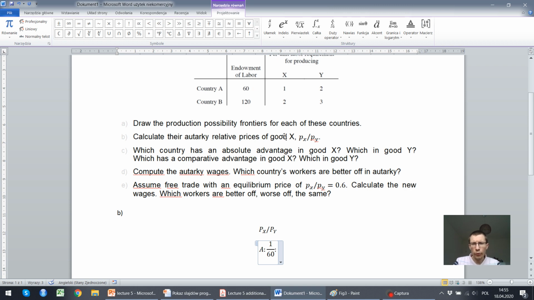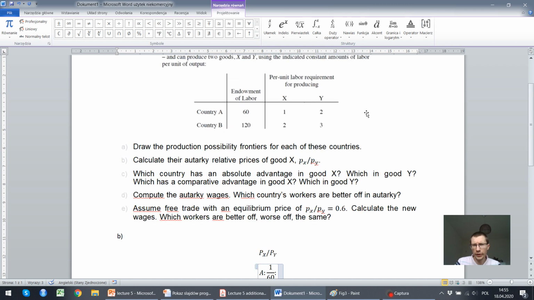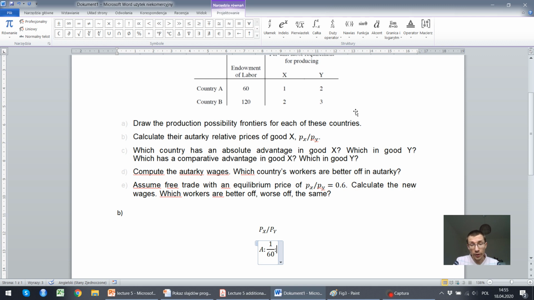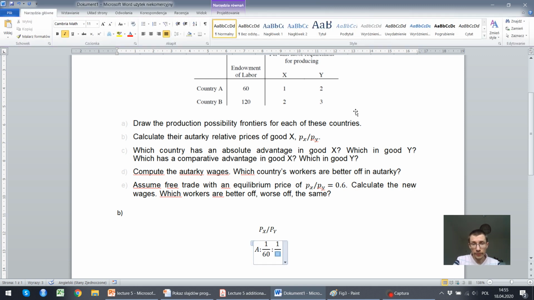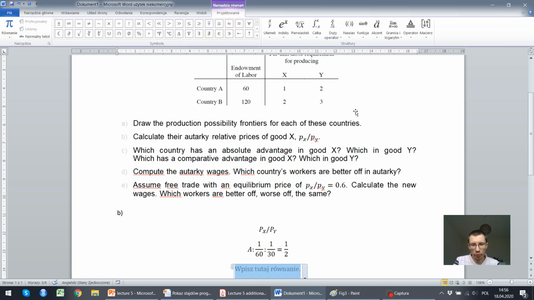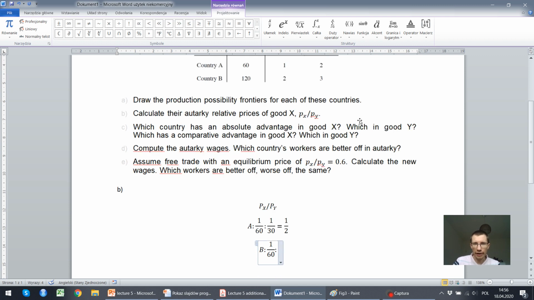When it comes to the price of the Y good in country A, well, this would be 2 over 60, which we can simplify to 1 over 30. And the ratio of prices, as you automatically see, will be 1 over 2. What is the ratio of prices in country B? In the same way as we did before, it would be 1 over 60 divided by 3 over 100, which is 1 over 40. All right, and this would be 2 over 3.